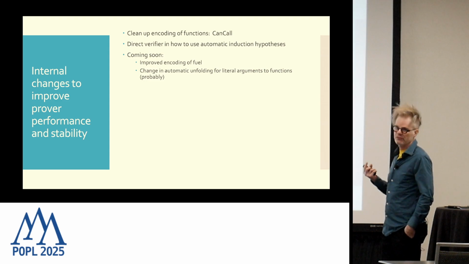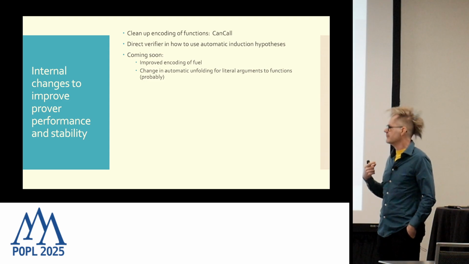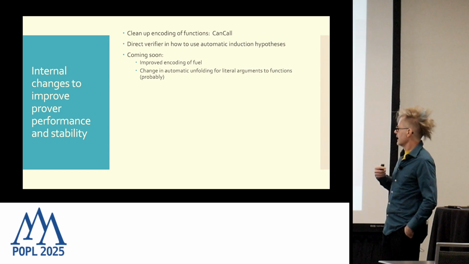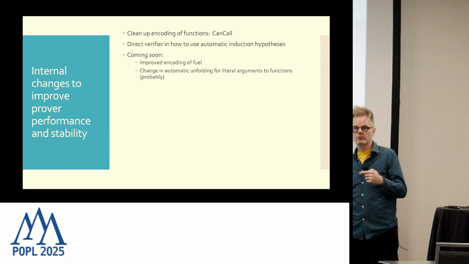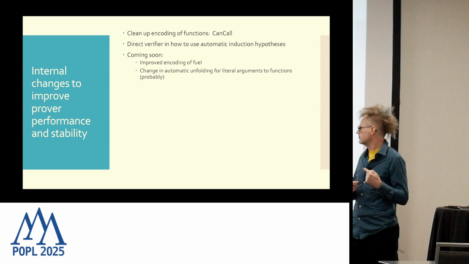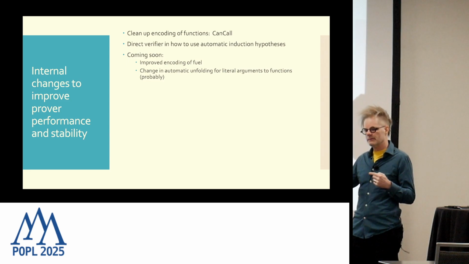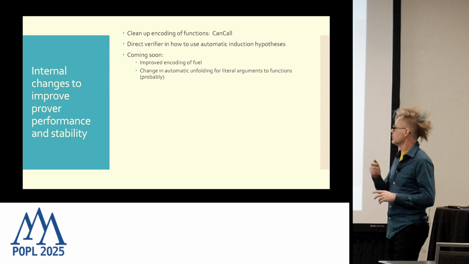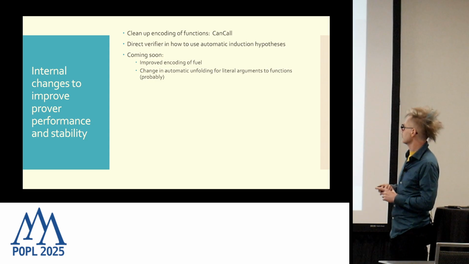There's a concept of fuel that's been very important in the verifier. And we're changing the encoding of that in a way that I think will make a big difference for how these triggers play a bad role in various things. I think that we will get around that by this new encoding of fuel.